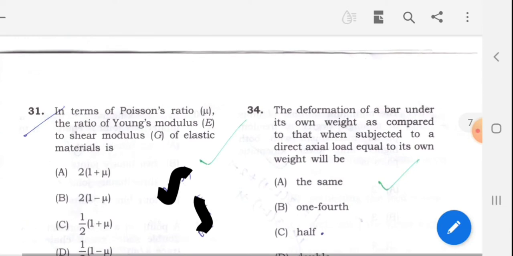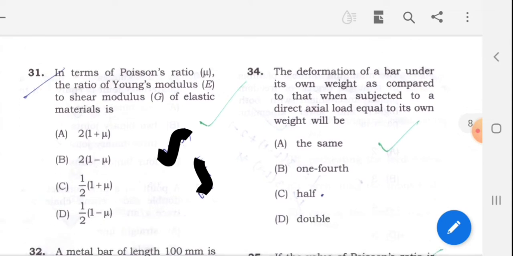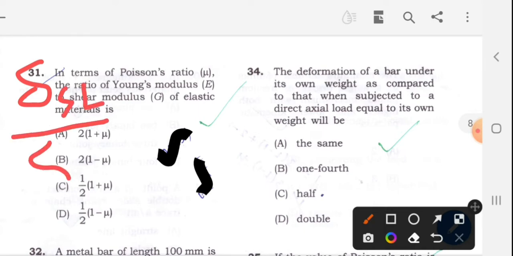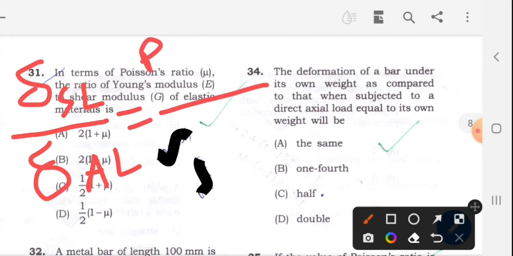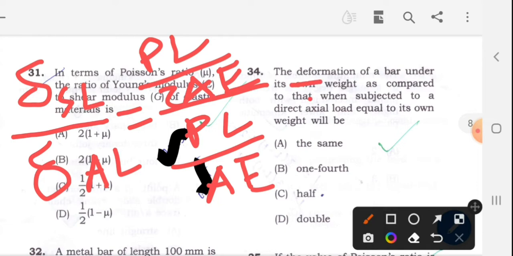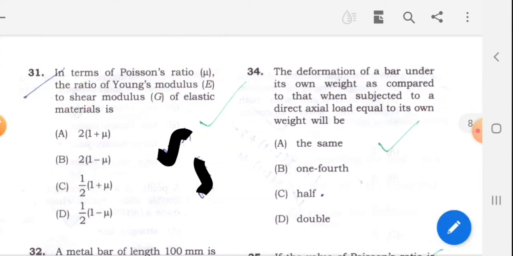Let's see what the question is. The deformation of a bar under its own weight, or self weight, as compared to when it is subjected to a direct axial load equal to the same self weight, will be. So we have to calculate the ratio, that is, deformation for self weight to deformation for axial load. We know the deformation formula for self weight: if the load is P, then PL by 2AE, where A is the cross section area and E the Young modulus, or for axial load it is PL by AE. So the ratio will be half, which is option C, the correct answer for question number 34.